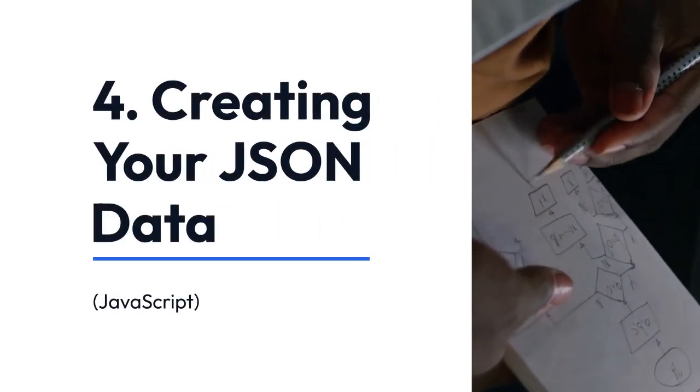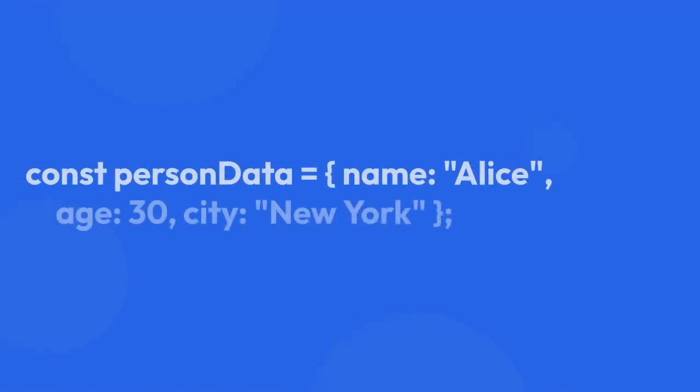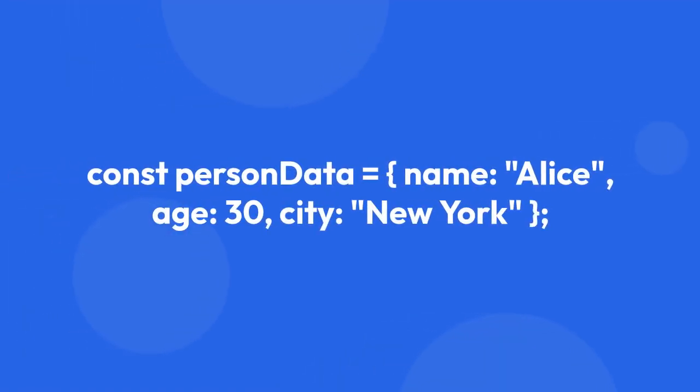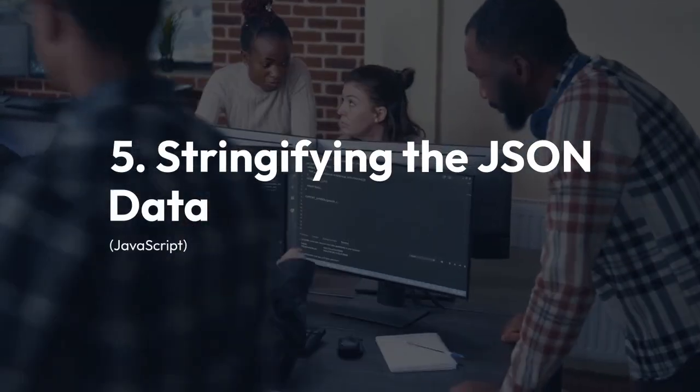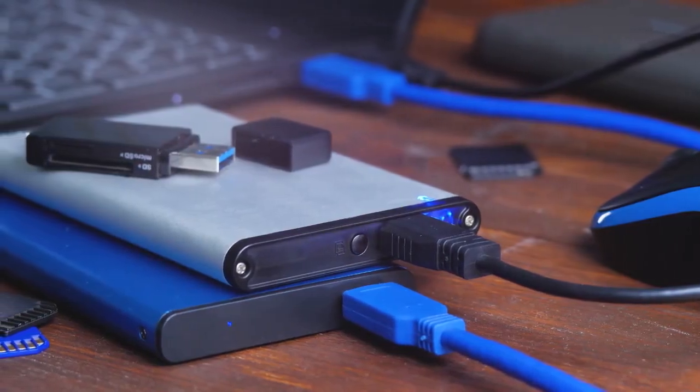4. Creating your JSON data, JavaScript. In JavaScript, you create a JavaScript object or array holding your data. For instance, let's use the same person data: const personData = {name: Alice, age: 30, city: New York}. 5. Stringifying the JSON data, JavaScript. JavaScript's JSON.stringify method converts a JavaScript object into a JSON string. This string can then be written to a file.